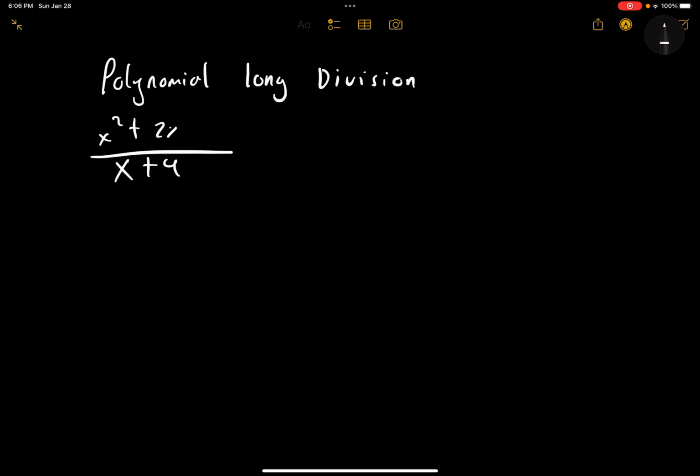Polynomial long division, just to write it for you guys so you understand. All right, so let's just do a quick example. Polynomial division. Let's say we're dividing x squared plus 2x plus 4, and we're dividing it by x plus 4. So we want to write it out exactly like we used to do in primary school long division. x plus 4, x squared plus 2x plus 4.